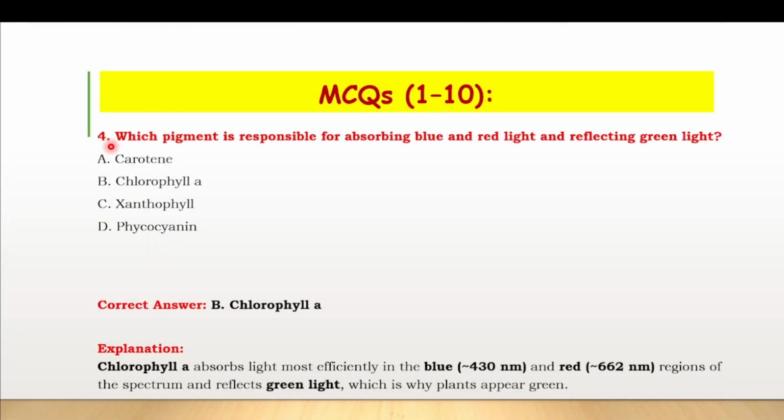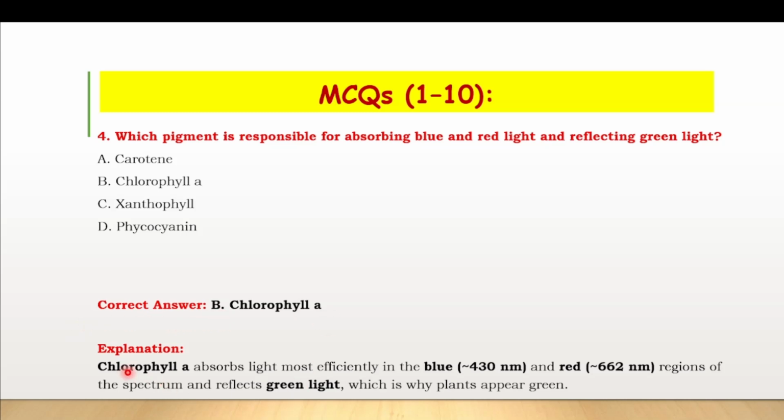Question 4. Which pigment is responsible for absorbing blue and red light and reflecting green light? A. Carotene. B. Chlorophyll A. C. Xanthophyll. D. Phycocyanin. Correct answer is B.